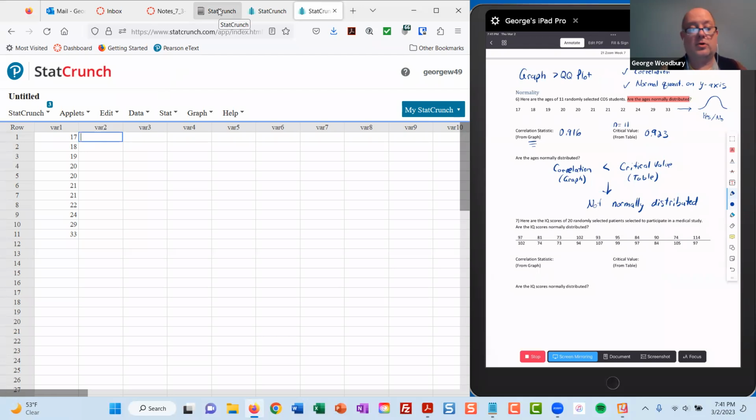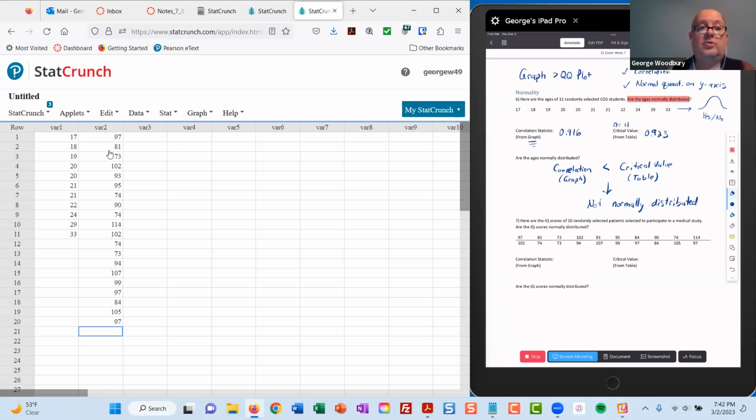I'm going to go across the top row first: 97, 81, 73, 102, 93, 95, 84, 90, 74, 114. So there's the first 10. And then the second group of 10: 102, 74, 73, 94, 107, 99, 97, 84, 105, and 97.